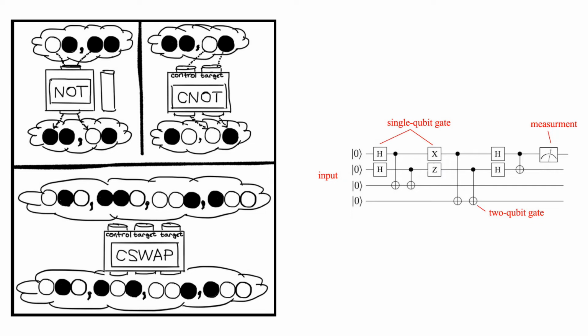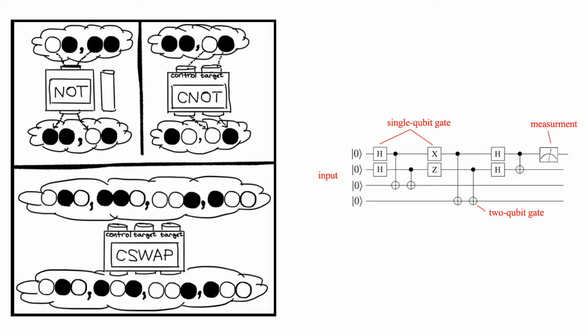A CNOT gate in conventional computers takes in 2 bits. The first bit is a control bit, and if that control bit is a 1, then the gate flips the second one, called the target bit. If the control bit is a 0, then it doesn't do anything to the second bit. In no case does the control bit ever change.